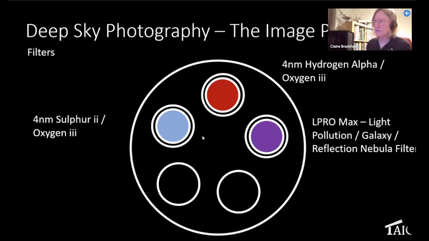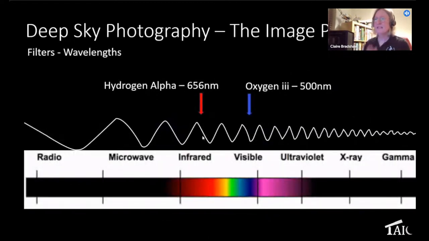In my telescope there's a filter wheel, and I have three primary filters: a 4 nanometer hydrogen alpha oxygen 3 filter, a 4 nanometer sulfur 2 oxygen 3 filter, and an L-Pro Max light pollution, galaxy and reflection nebula filter. These are essentially ways of blocking out different parts of the electromagnetic spectrum that we saw before. Within the visible spectrum, unfortunately, things like street lights, international airports and your neighbor's spotlight that they use to light up their back garden all transmit within this whole area of visible light. Otherwise it'd be pretty pointless, and pretty dangerous as well, if they transmitted at other ends of this spectrum.